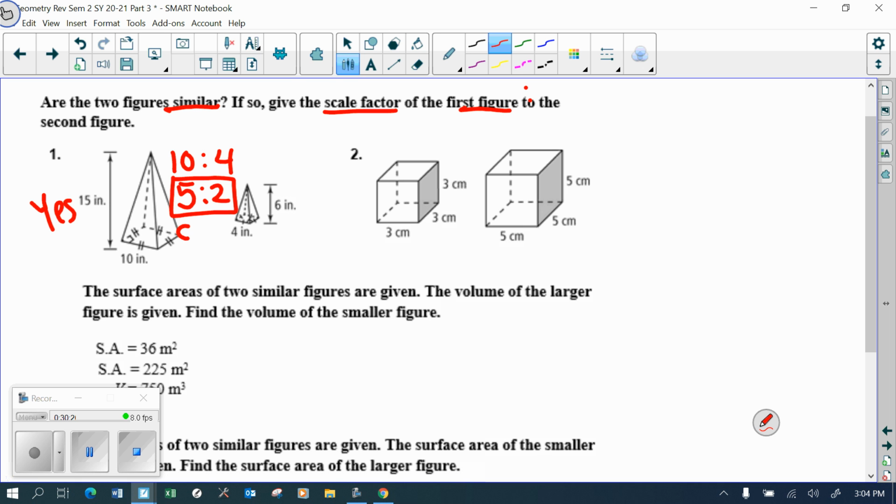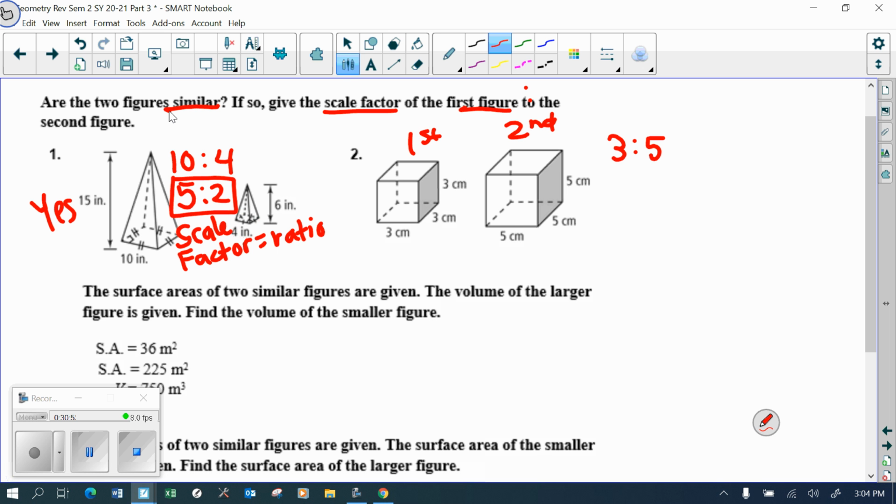Ratio or scale factor, scale factor and ratio are the same thing. But they start using scale factor more now, so just know that. So it's 5 to 2. How about here? Well, that's easy to see. The sides are all 3 to 5. The ratio or scale factor is 3 to 5. First figure, second. I have to go in that order. 3 to 5 is my ratio.